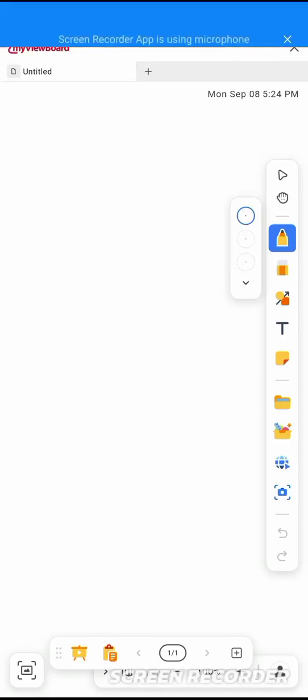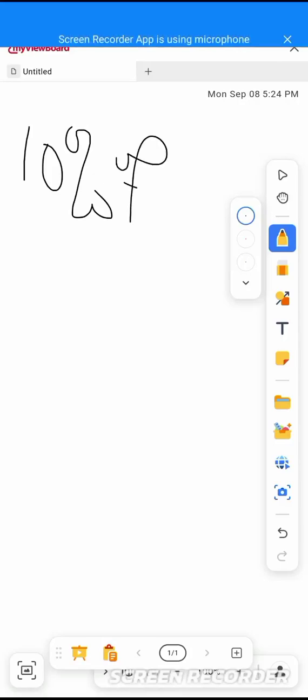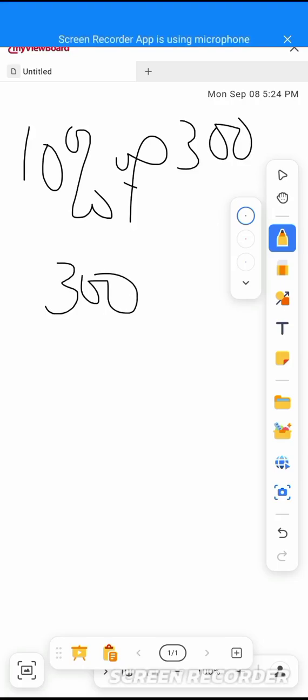Let's assume we are given a question. Find 10% of 300. 10% of 300. So just bring out 300 and move one decimal place to the left. So to the left, and I stop here. So my answer is 30.